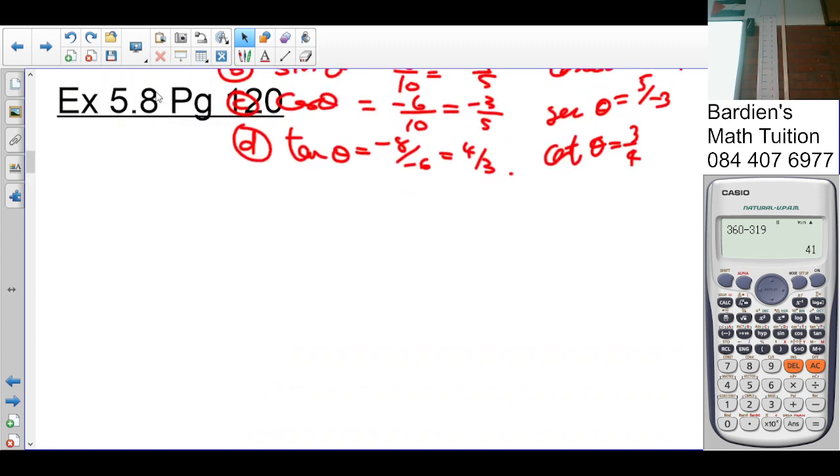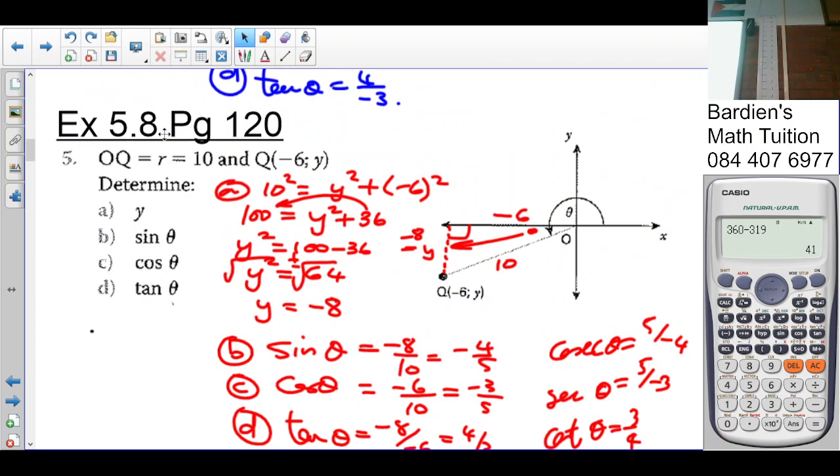Alright, so that brings us basically to the end of exercise 5.8. Alright. Let's carry on. Let's see what else is there. What's next is negative angles. Okay, negative angles we'll leave for grade 11. So don't worry about negative angles for now. Your next heading is special angles.